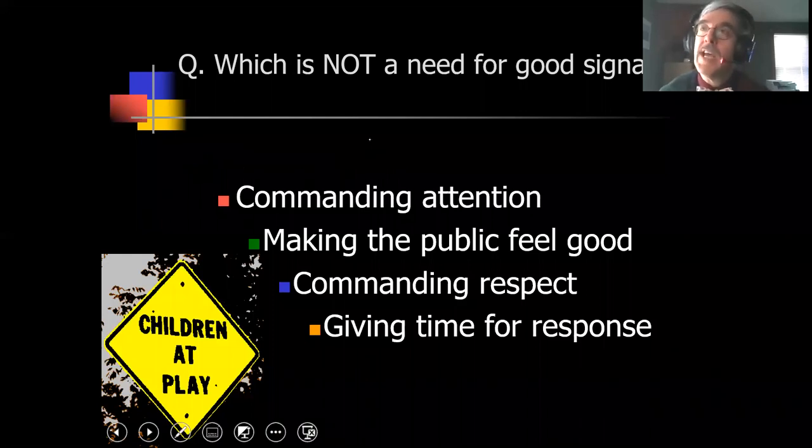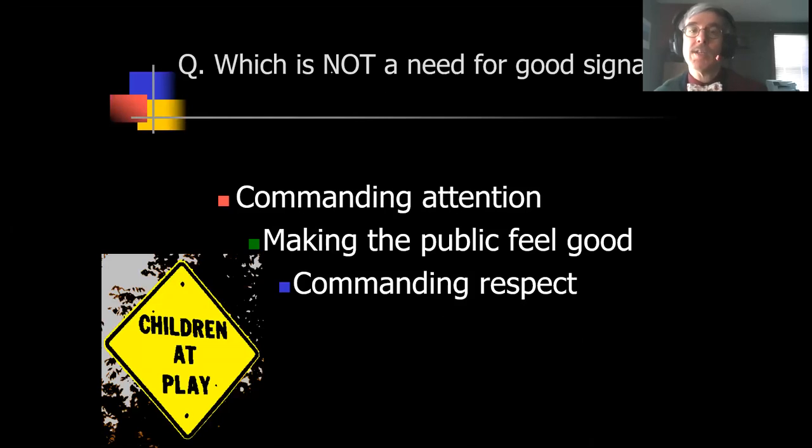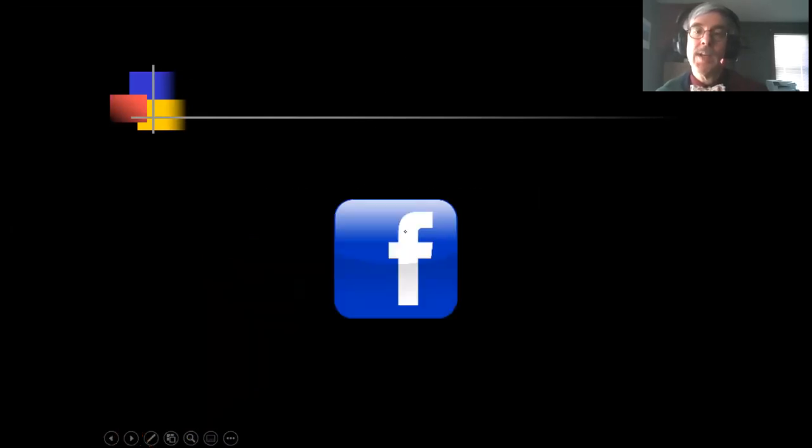Okay, so what we're going to do now is we're going to end with five more questions. What I'm actually going to do is show you a picture of a sign that, well, it's got some issues. So in the question and answer pod, I would like you to put in what you think the problem is. Okay. Now we're doing this on Facebook. Okay. So I think you'll enjoy this.